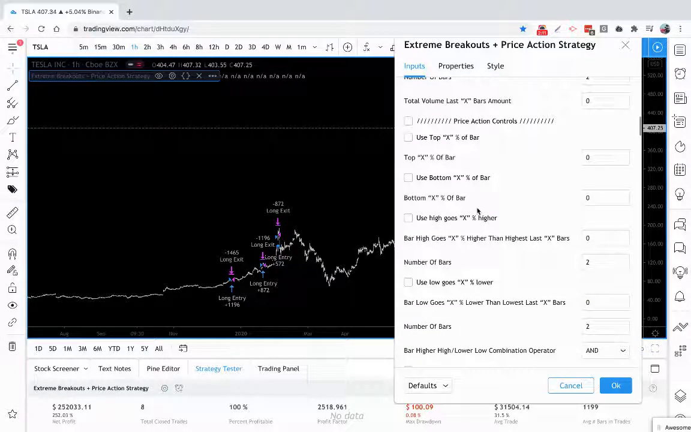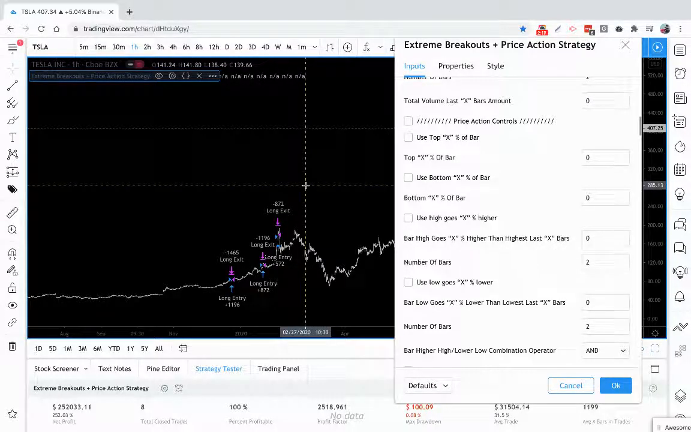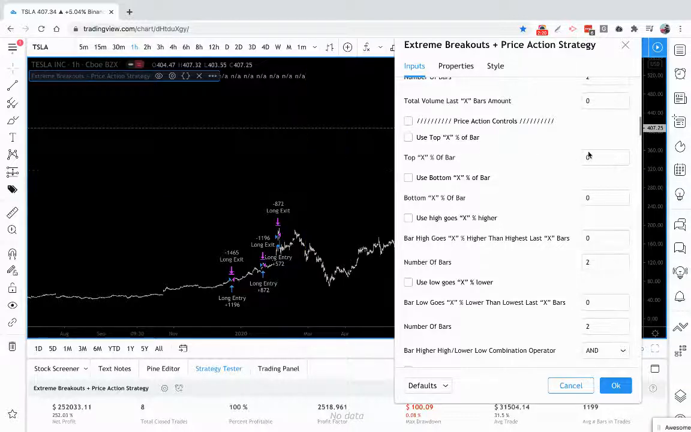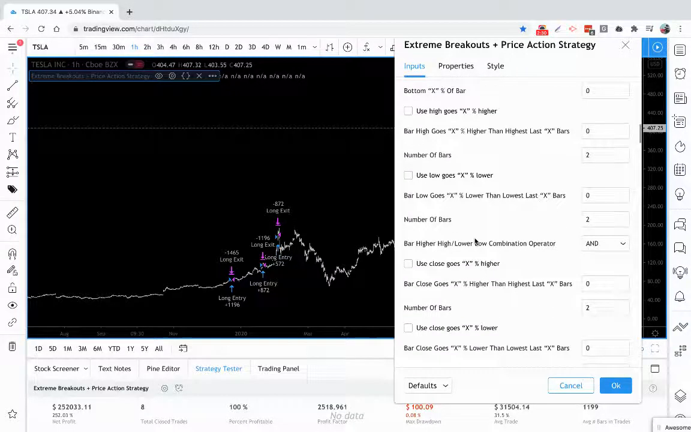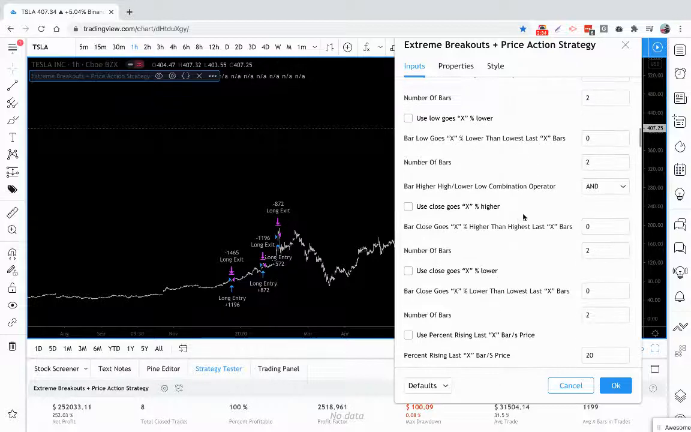For the price action controls, you can look for the top and bottom percent of the bars. If you want to find bars that close in, say, the top 10% or 1% of their range, you can find that by using this. You can find bars that go higher than the last bars or bars total. You can also do the opposite and find bars that go lower than the last bars, any amount of bars you want. You can also combine those two.